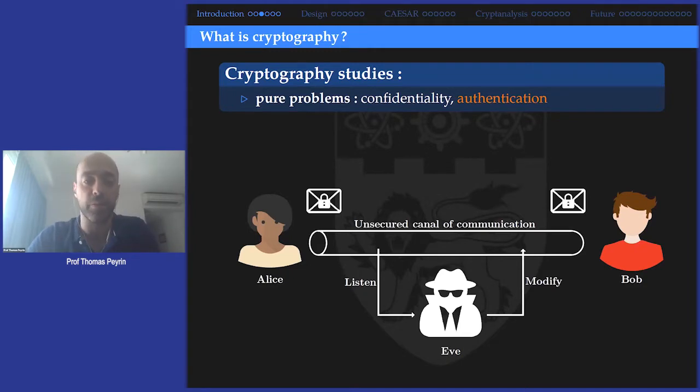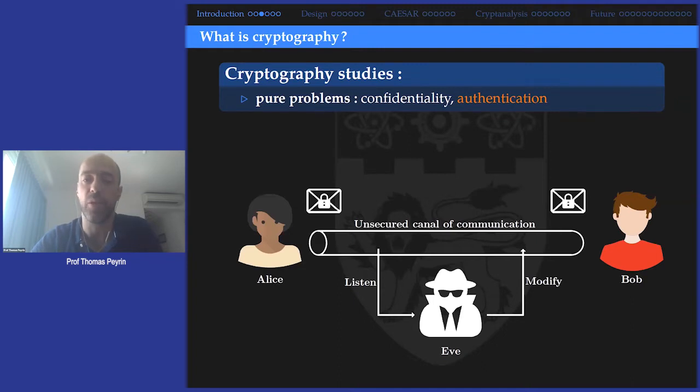Now there is another type of problem that we study, which is equally important. It's called authentication, because indeed Eve might not just be listening to the communication, she might also be able to modify it. Let's imagine that Alice sends Bob a message, where Bob is a bank, saying transfer $15 to this person. Imagine that Eve modifies the message. Even though she doesn't understand it because it's encrypted, she tries to modify something, and the message becomes $1 million instead of $15. Of course, that would be a big problem. So Bob wants to be sure that the message he receives indeed came from Alice and was not modified. That's what authentication is about.